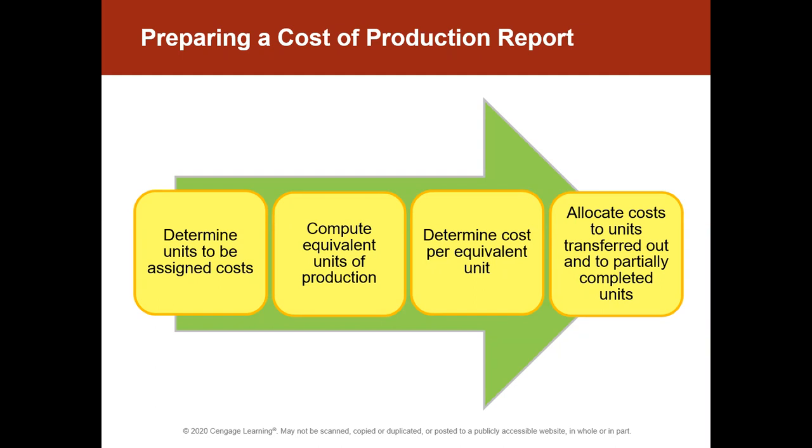So the first step is we determine the units for which we're going to be assigning costs. Then we compute the equivalent units of production. This is the confusing part. Then we determine the cost per equivalent unit. This is a continuation of the confusing part. And then we allocate the cost to the units transferred out and partially completed.